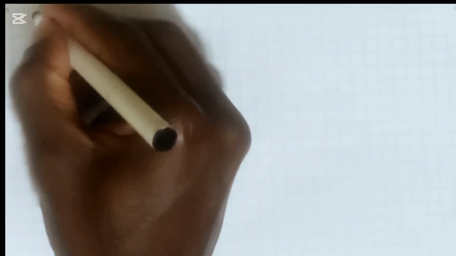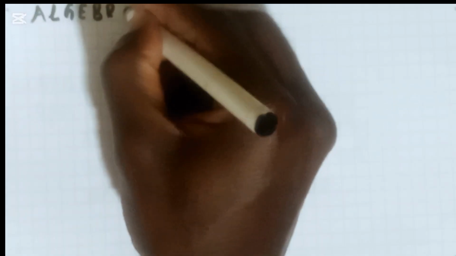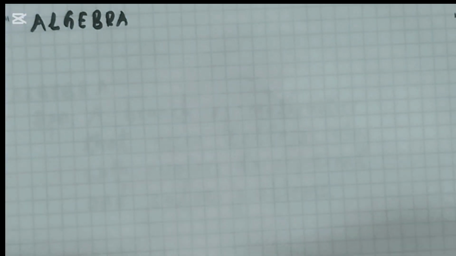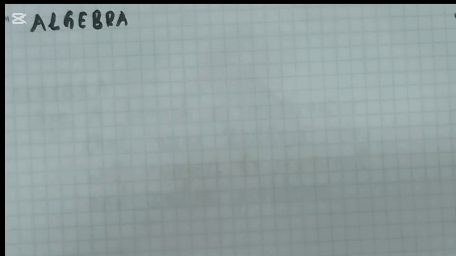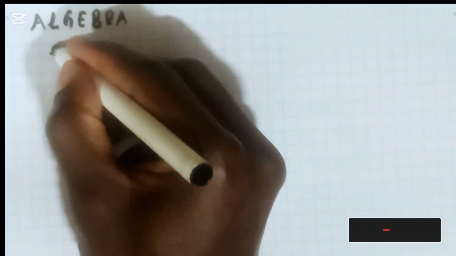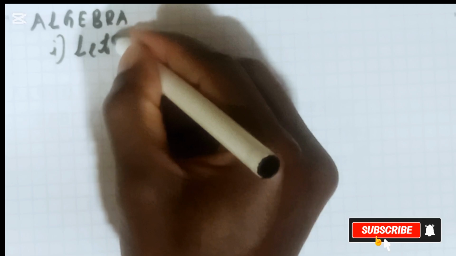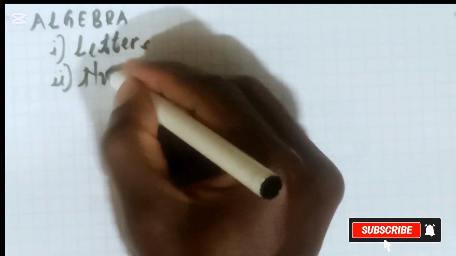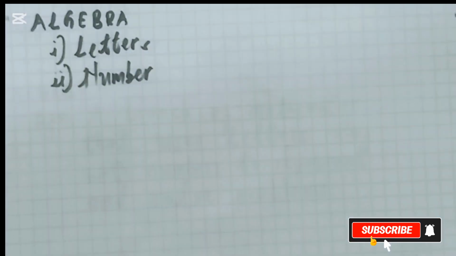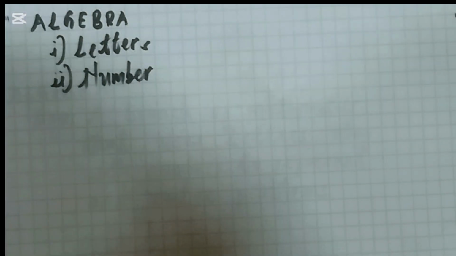So we have the term algebra. How do we define it? Algebra basically is a branch of mathematics that uses letters. So the first thing it uses is letters, and numbers. It uses letters and numbers to form and solve mathematical problems.